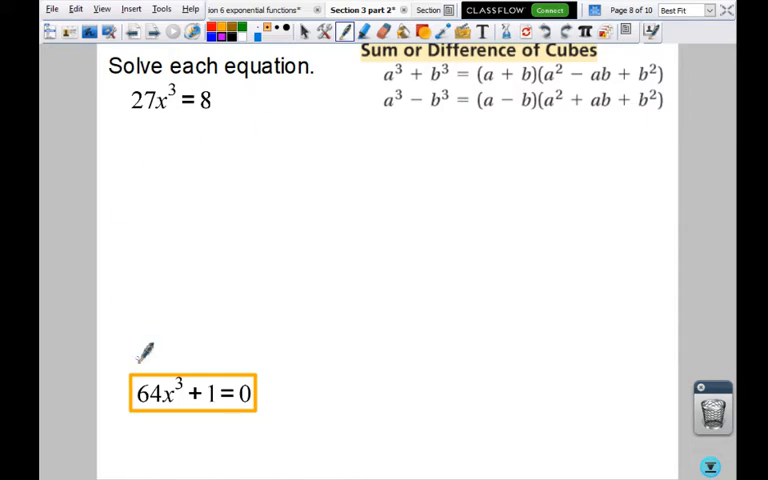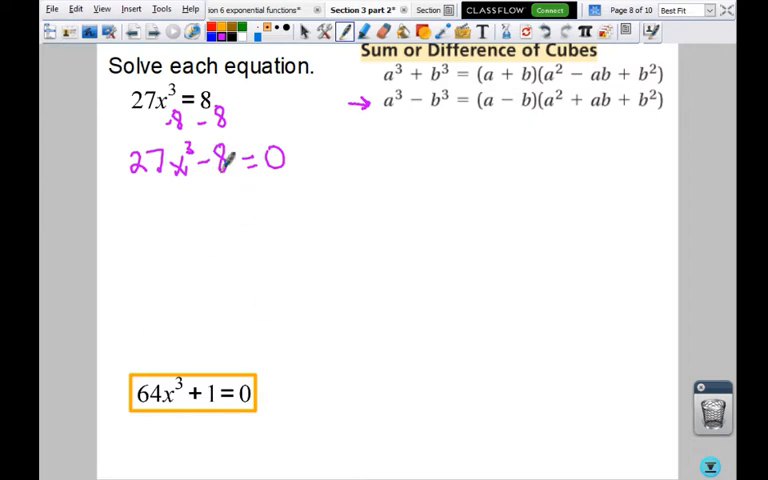Alright, so very first thing we've got to do, does it equal 0? Nope. So we've got to make it equal 0. So then it would be a minus 8 on both sides. Alright, so for this problem, I'm going to look at this bottom one right here, because it's going to be 27x to the third minus 8 equals 0.